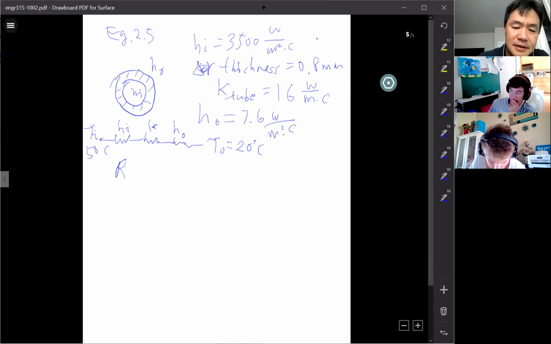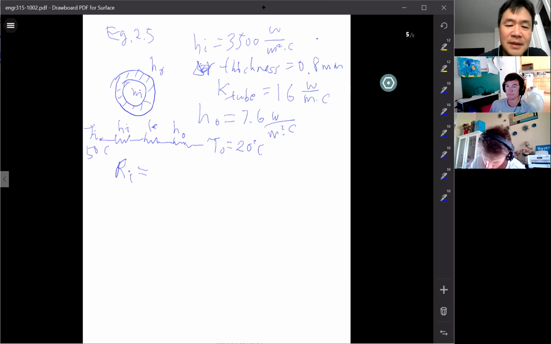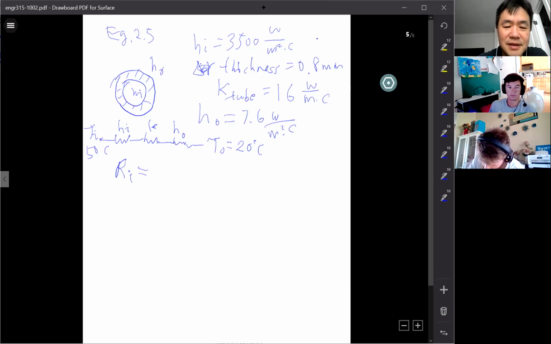So RTHI, let's just say RI, how about that? Okay, this is not R number, this is the thermal resistance, okay? Just want to make sure, okay? How do you calculate the thermal resistance? It is 1 over HI AI. Is that right?